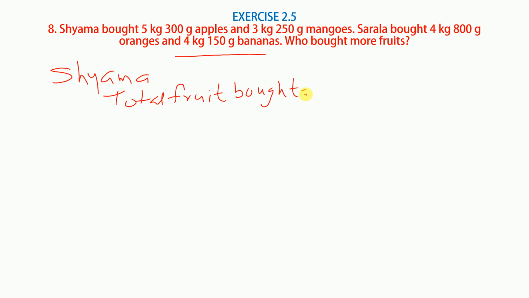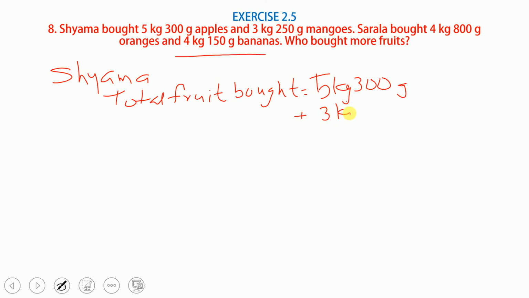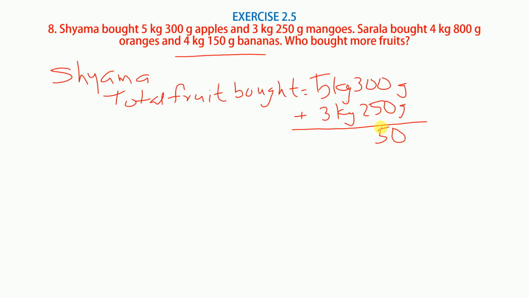What did it become? It becomes 5 kg 300 gram plus 3 kg 250 gram, correct? While adding, what will you get? 0, 5, again 5. Is there any carry here? No. So here it is 8 kg. So Shama brought 8 kg 550 gram.